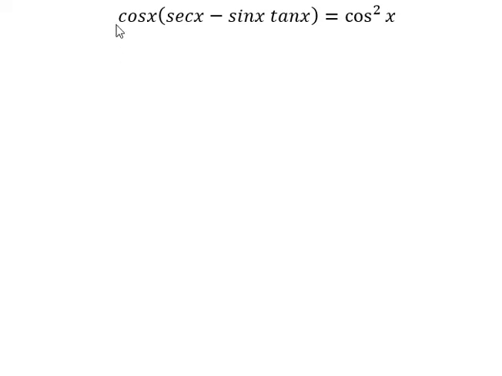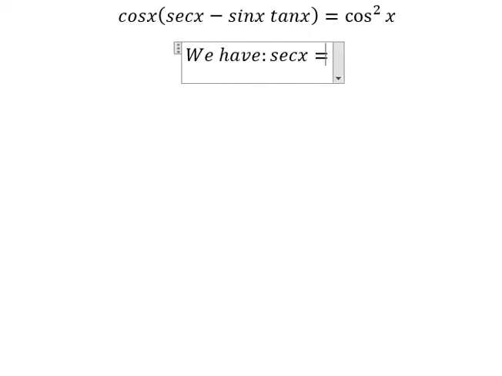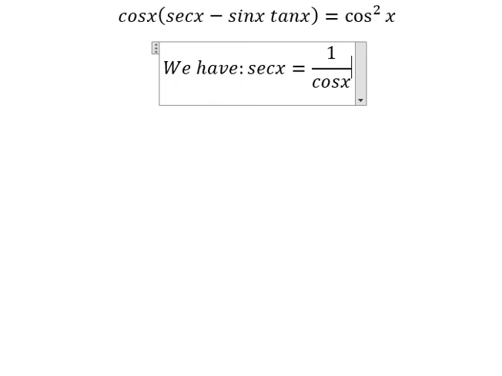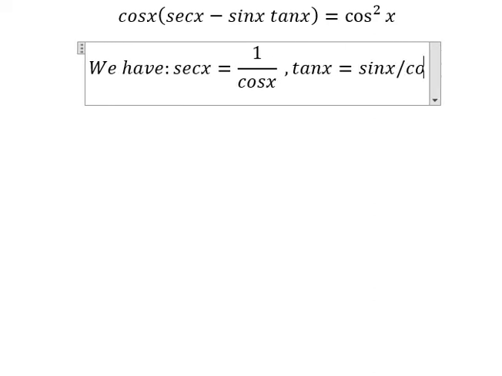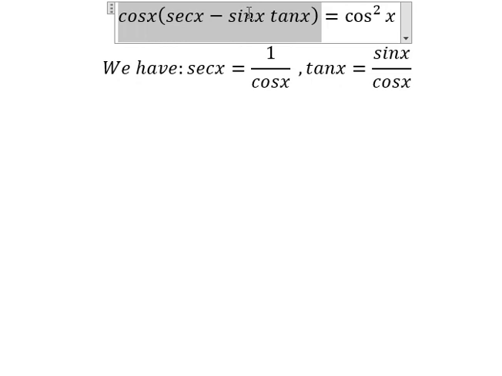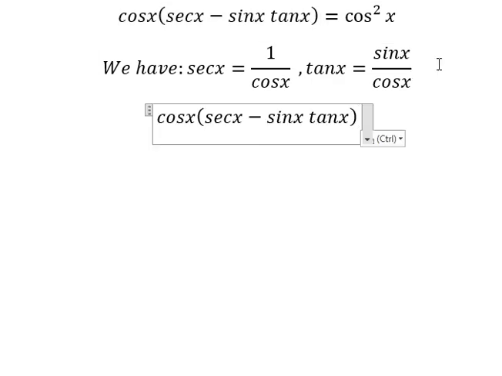The topic today is that we need to prove this one. So now I will show you how to answer. We have the formula in here. Secant of s equals 1 over cosine s, and tan s equals sine s over cosine s. So I will put this one goal here.